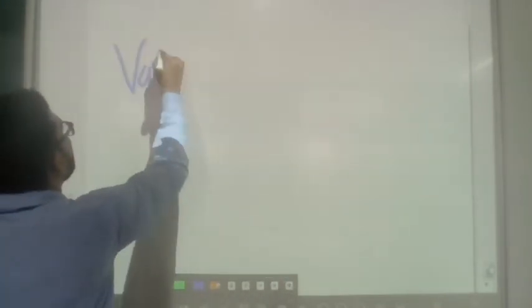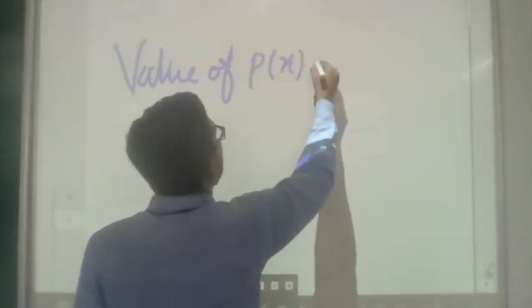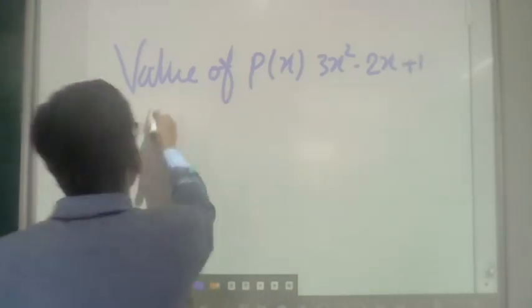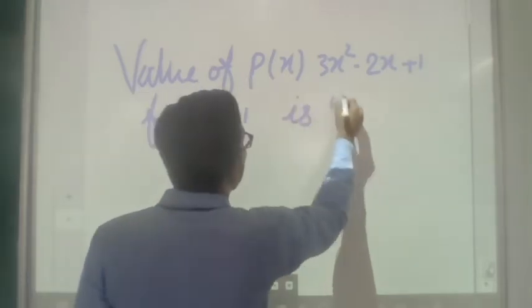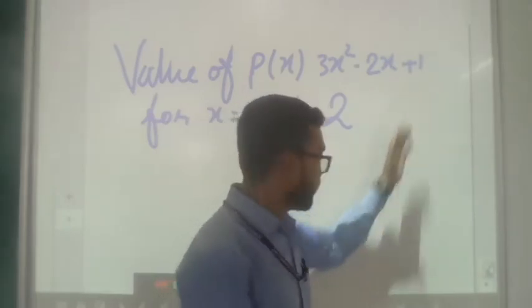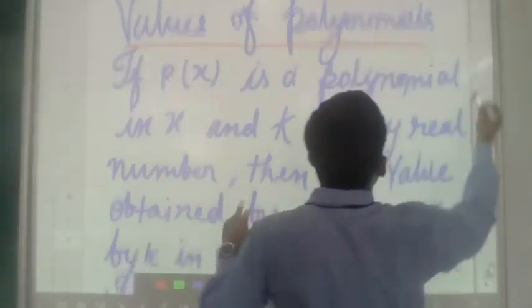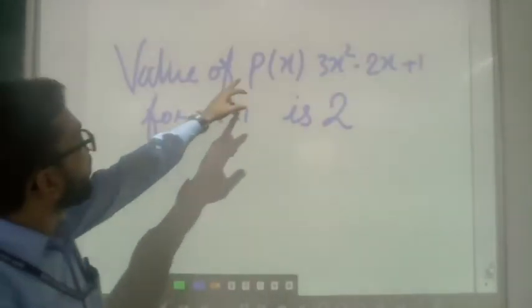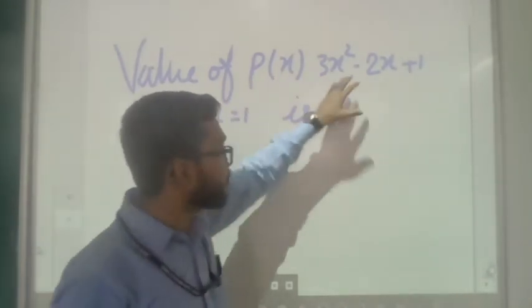So the value of the polynomial 3x squared minus 2x plus 1, which I have taken as an example here, for x is equal to 1 is 2. So the value of this polynomial is 2.